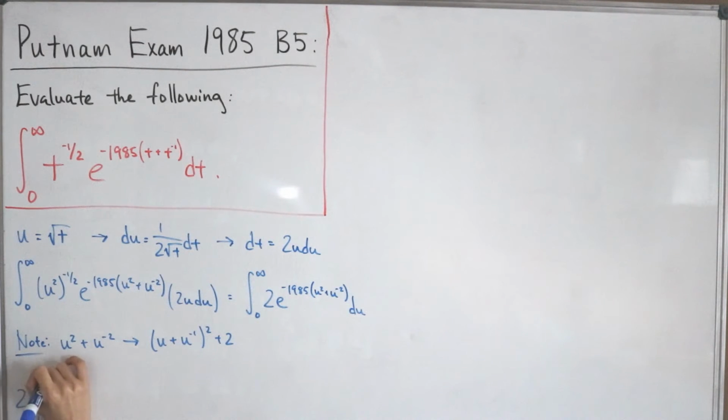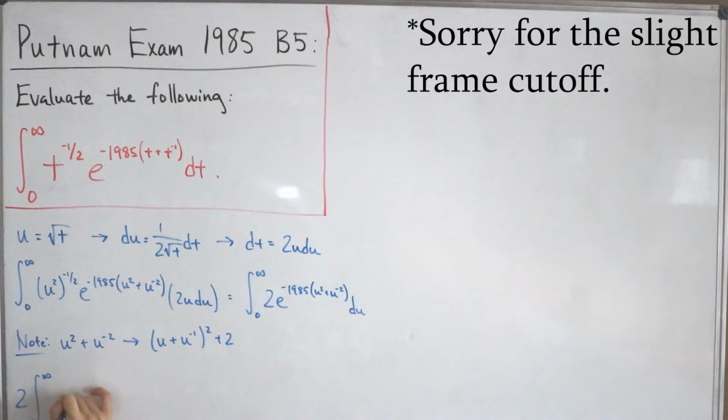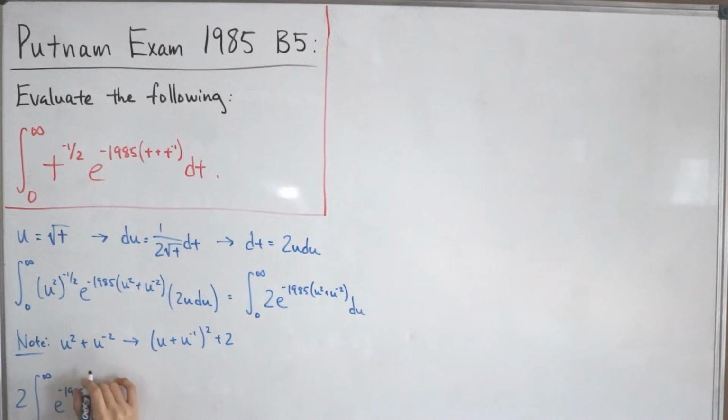So 0 to infinity, and then over here, it's e to the -1985. Plug this back in, so it's u minus u to the -1, then square. Add this with the 2, and then distribute this -1985 back into there as we replace that with the exponent. So now it'll become minus 3,970 du.